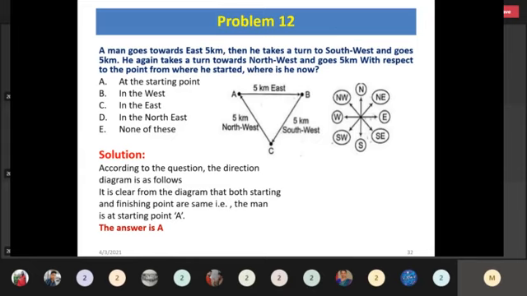The options are A, at the starting point, B, in the west, C, in the east, and D, in the northeast, and E is none of these. As far as the diagram is concerned, we can see the solution. According to the question, the direction diagram is as follows. It is clear from the diagram that both the starting and finishing point are the same. So the man is at starting point A. So the option is A, at the starting point.